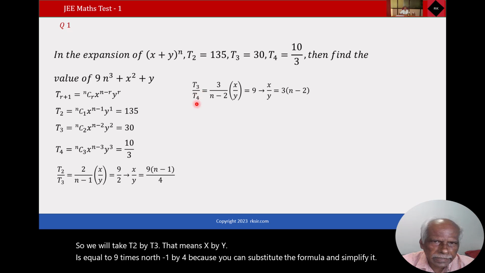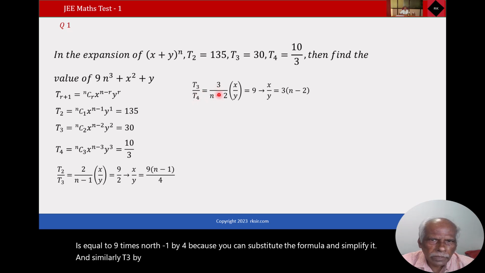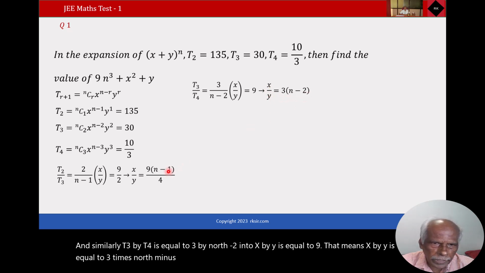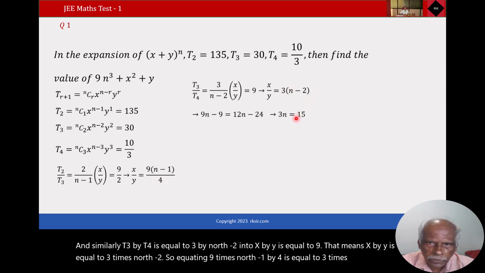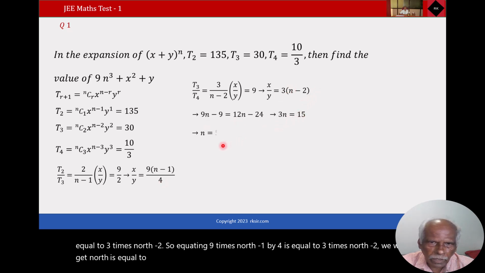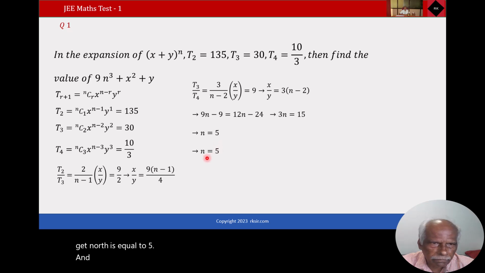And similarly, t3 by t4 is equal to 3/(n-2) times x/y = 9. That means x/y = 3(n-2). So equating 9(n-1)/4 = 3(n-2), we'll get n = 5. And once you get n = 5, we will get x and y separately.